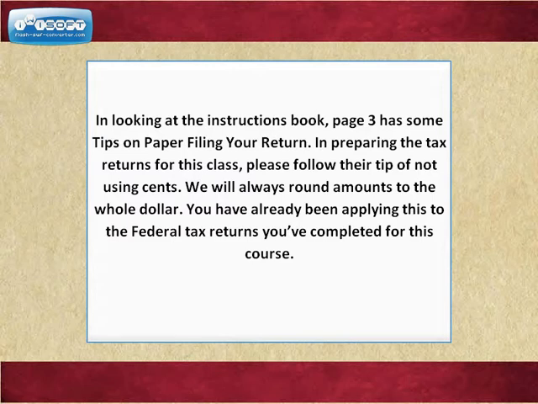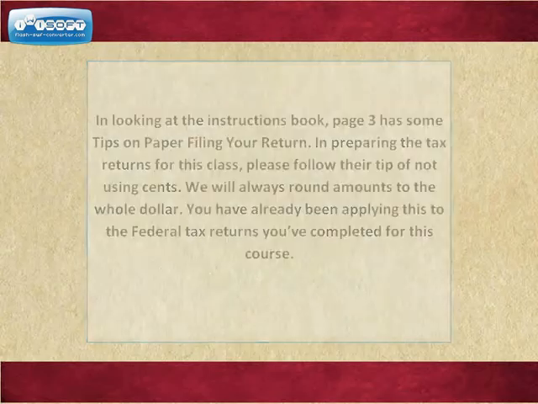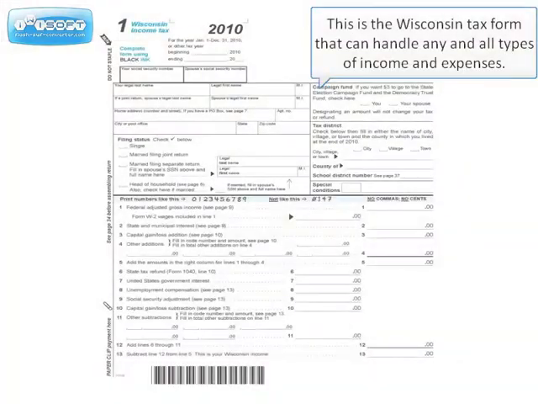In looking at the instructions book, page 3 has some tips on paper filing your return. In preparing the tax returns for this class, please follow their tip of not using cents. We will always round amounts to the whole dollar. You have already been applying this to the federal tax returns you've completed for this course. Let's take a look now at the Form 1.